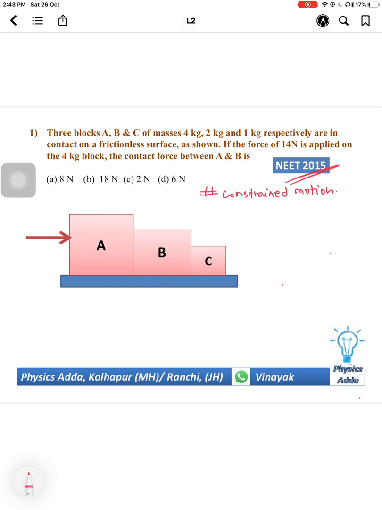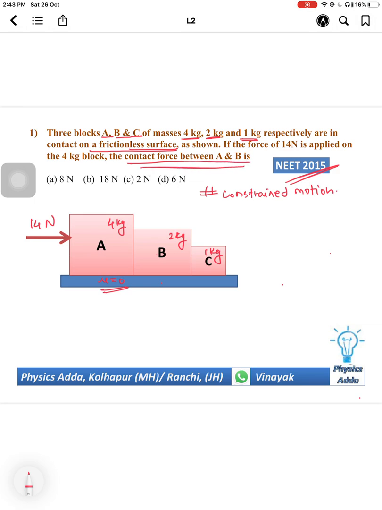What is the question? We are having three blocks A, B, and C of mass 4 kg, 2 kg, and 1 kg respectively. They are in contact on a frictionless surface, which means here mu is equal to 0. There is no friction. If a force of 14 Newton is applied on the 4 kg block, this is the 4 kg block, this is the 2 kg block, and this is the 1 kg block. Here I am applying a force of 14 Newton, then I need to find the contact force between A and B.